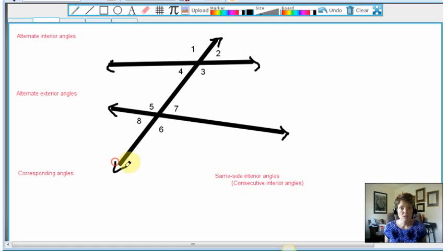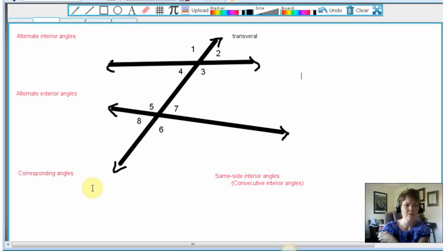Now, I want to talk about this line. What's it called? These two lines are cut by a transversal. Those two lines are cut by a transversal. So the line that intersects the other two lines is called the transversal. All right, let's start with corresponding angles.